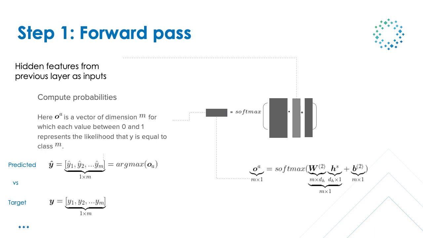Finally, we apply the softmax function, and the result is a vector of M dimensions with values bounded between 0 and 1. So by taking the argmax of this vector, we are choosing the class with the highest likelihood. The fitted or predicted values denoted by Y hat is a one-hot encoded vector with a 1 at the place of the predicted class. With this, we can now easily compare our prediction to the ground truth target label.